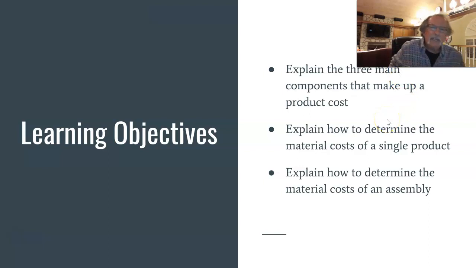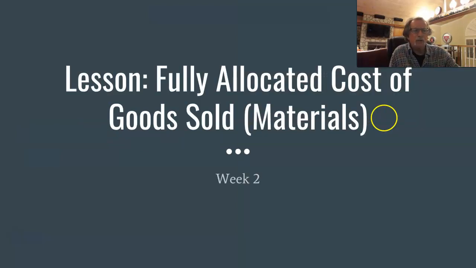And so if we think about an individual product, there are 3 components that make up a product cost. And what we're going to do is understand what these components are, how to determine the material cost of a single product, and then how to determine the material cost of an assembly. So that difference from a single product to putting together multiple components into a product.